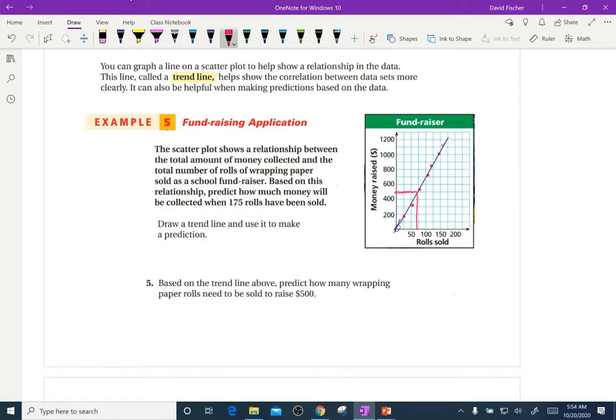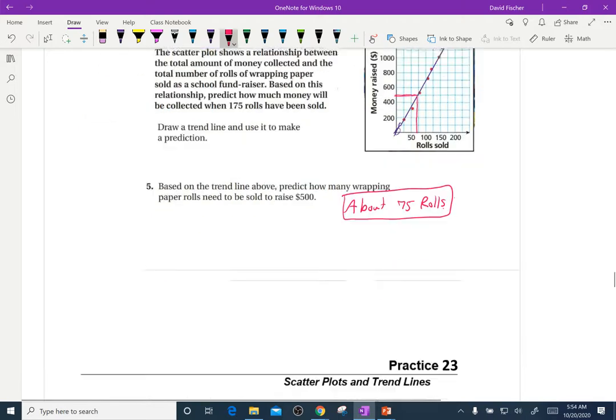Let's see, they're counting by 25s. So I would say about 75 rolls. Okay. It is an estimate because our dots are kind of all over the place. All right. So with that, I think we're done for the day.